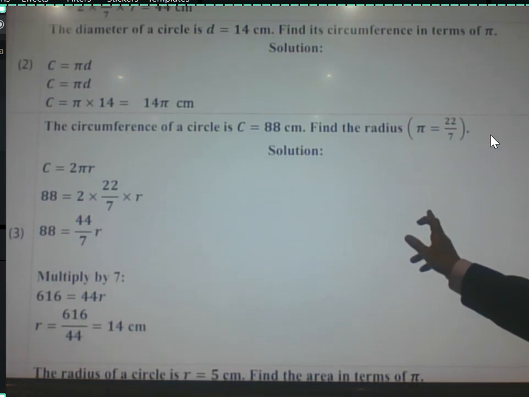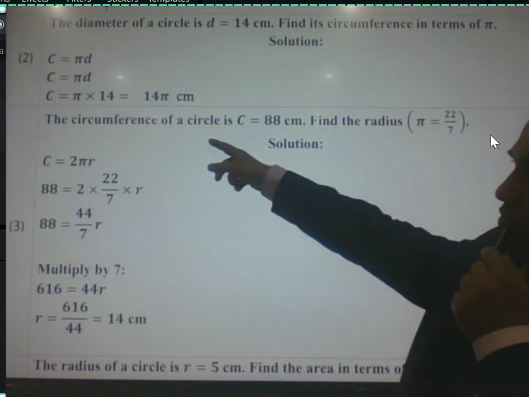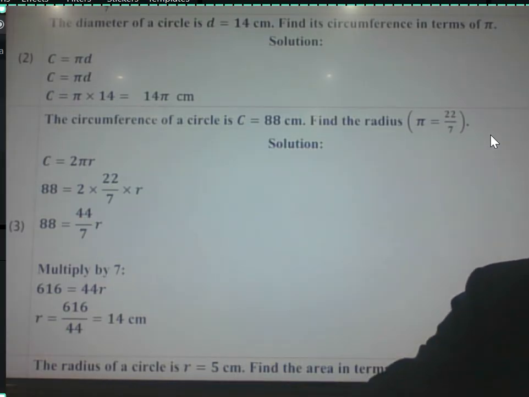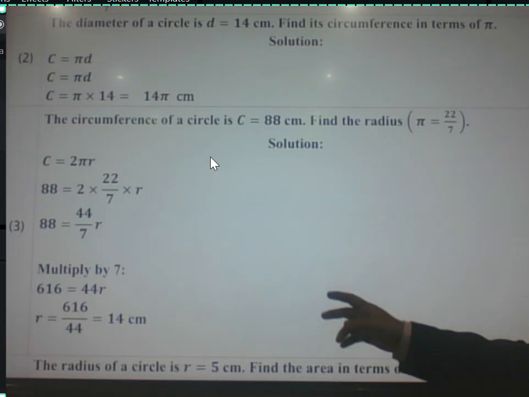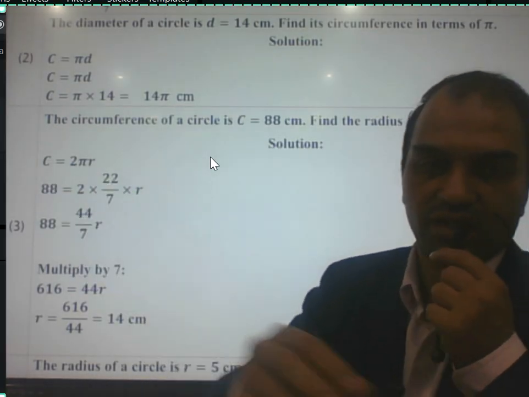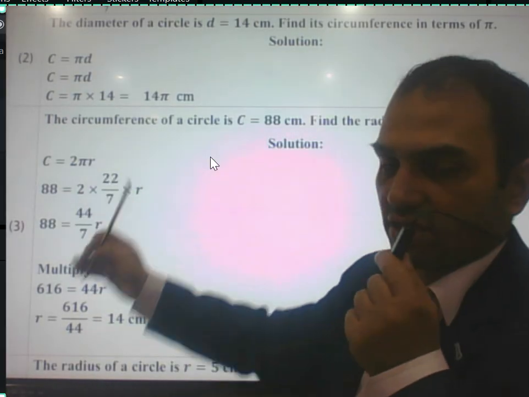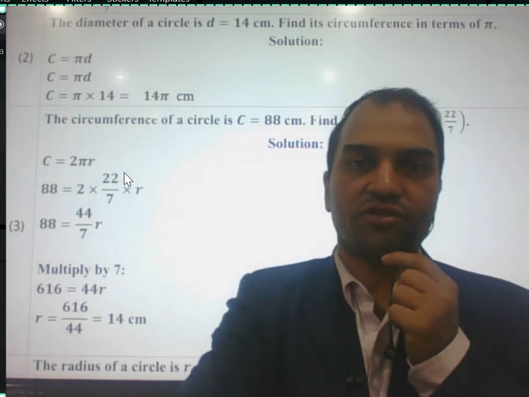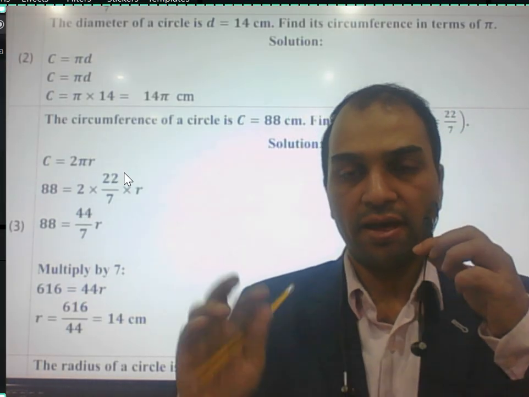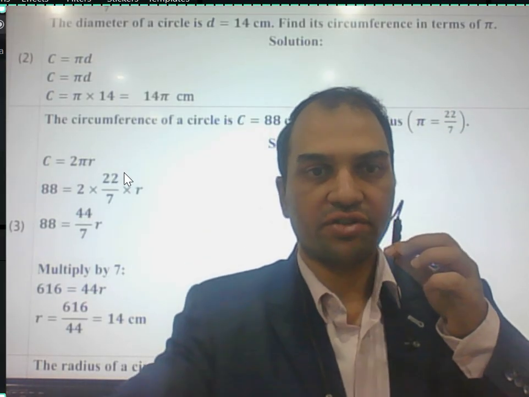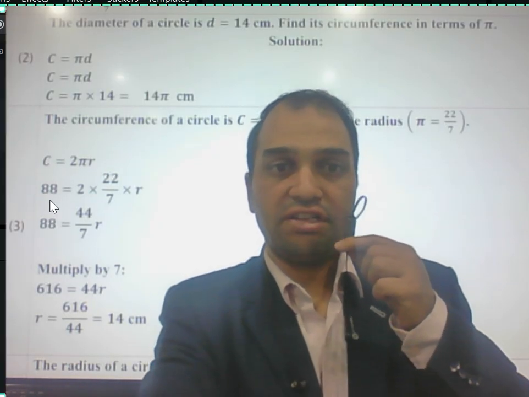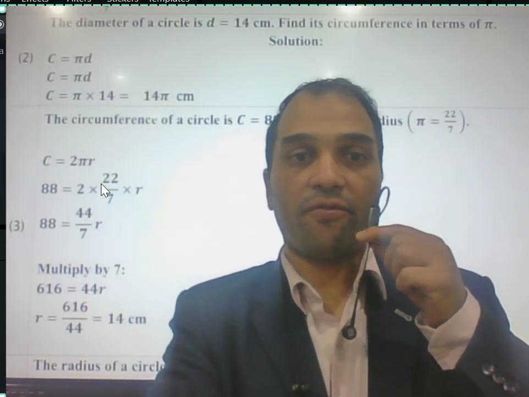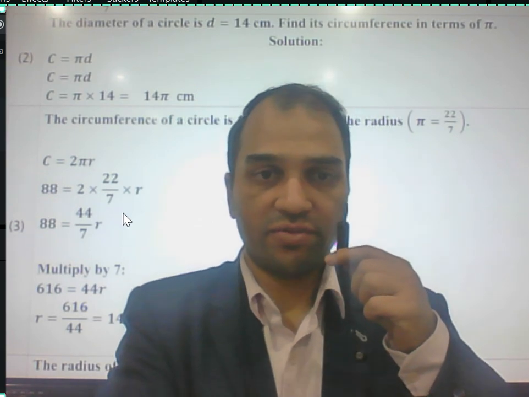Next question here. Listen to me. The circumference of a circle, he gave me this example, circumference equal to 88 centimeter. Find the radius. Okay, we can solve the example by using the rule: circumference equals 2 times pi times r. You know this rule, okay? And then put the value of the circumference. He gave you the example, the circumference was 88. Then we can write 88 equals 2 times the value of pi, 22/7, times the radius.